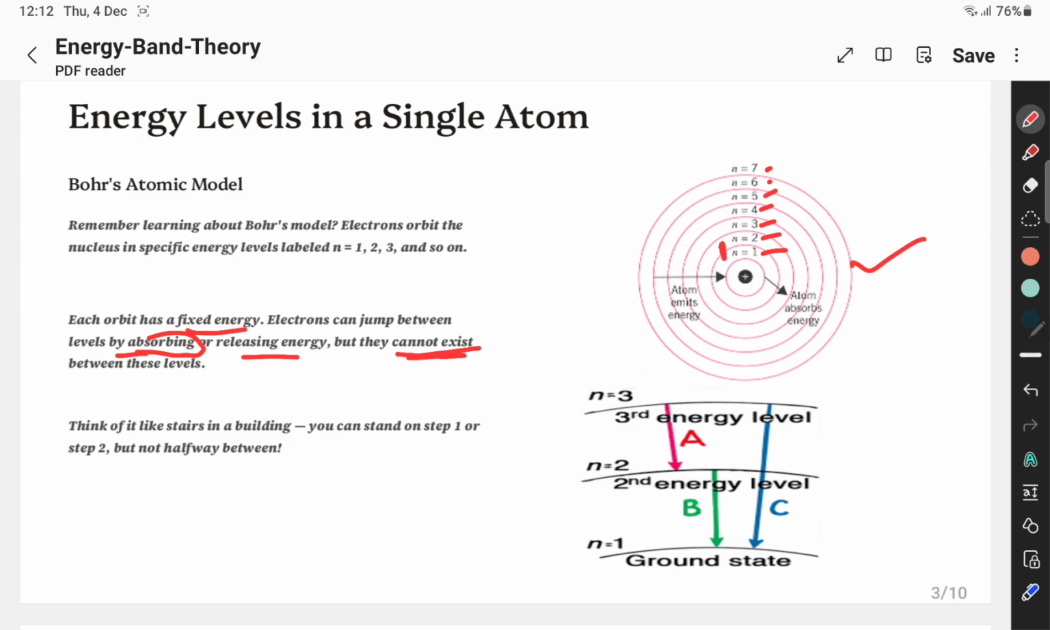So these are the levels, n equal to 1, 2, 3. An electron can jump from a higher to a lower level, or move from a lower to a higher level. So this was about a single isolated atom, where the electrons in each orbit possess definite energy. But in the case of solids, what happens?